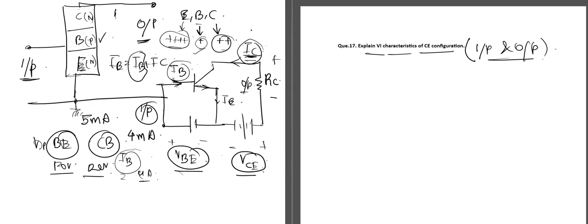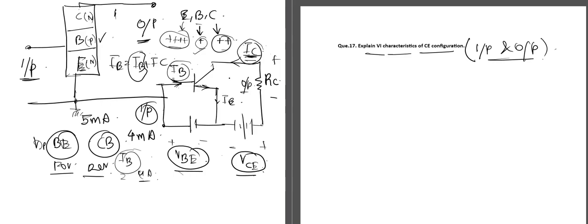So in the CE configuration, the input and the output impedance have a moderate value. So the current gain and the voltage gain both have a moderate value. They are neither extremely high nor extremely low. So the CE transistor configuration provides us with suitable amplification.